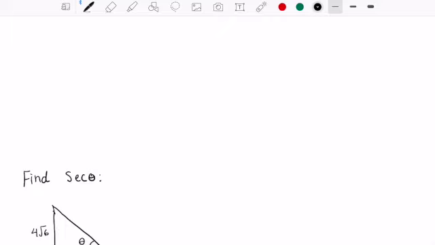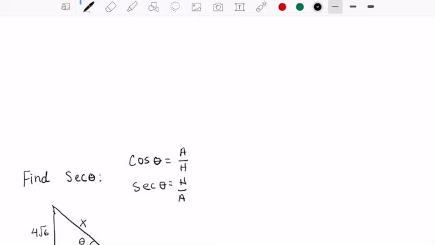On this one, they want us to find secant of theta. So for secant of theta, I know that it's the reciprocal of cosine, and cosine of theta is the adjacent side over hypotenuse. So we know that secant of theta is going to be the hypotenuse over adjacent. Well, we have the adjacent side down here as 10, but we don't have the hypotenuse. So I need to find the hypotenuse.